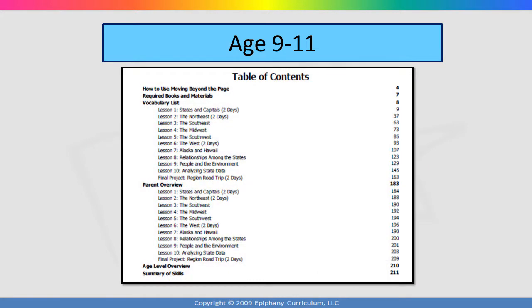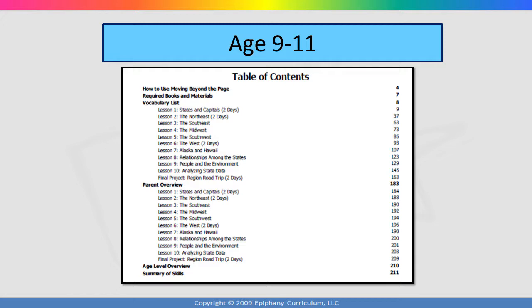Let's start by looking at the table of contents. Each unit is 3 weeks long. This unit has 10 lessons and a final project. Curriculum at this level is student-directed. That just means that the primary curriculum is written for your student to be able to read, follow along, and direct his own day. You should always be available as a resource, but you shouldn't have to teach the lessons in the same way that our younger levels are structured.